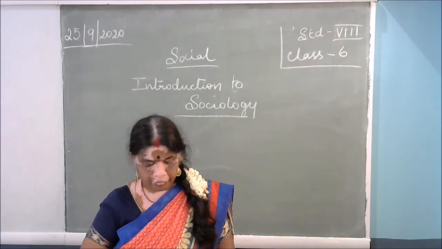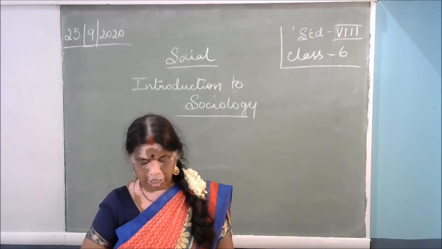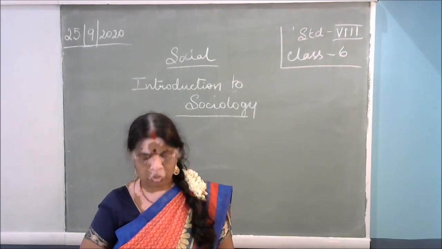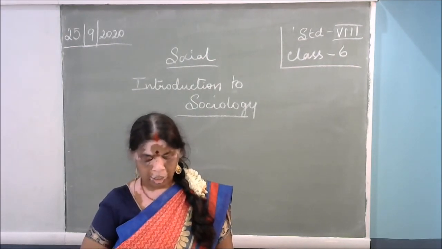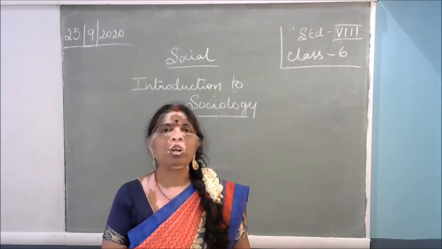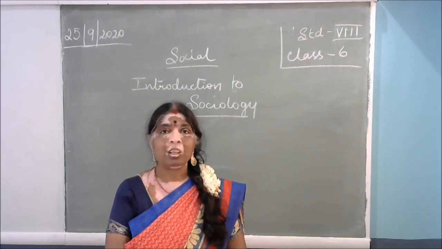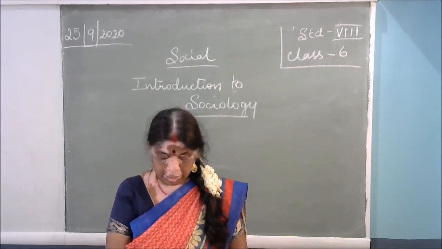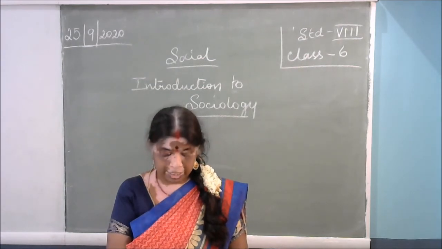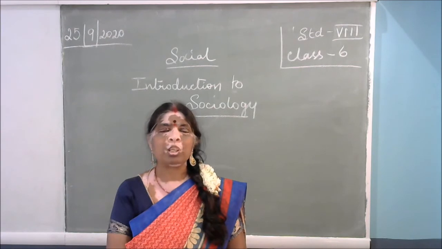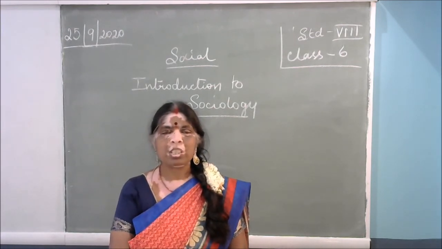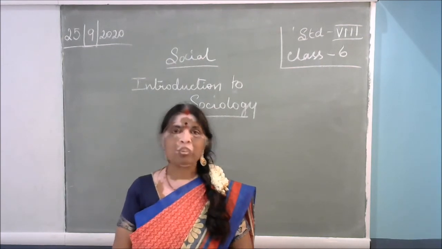Scope of sociology. Sociology studies human society. It studies human social life, social relationships, social institutions and social processes. So what is the scope of sociology? If you study sociology, what can you gain? We can study human social life, then relationships in society, and institutions and social processes. These are the scope of sociology.